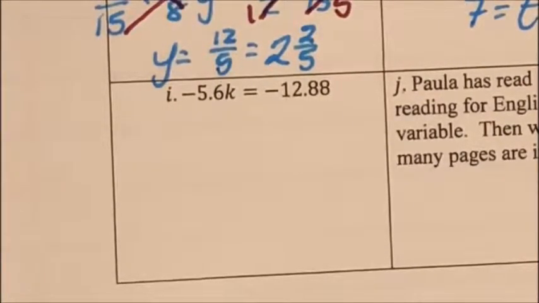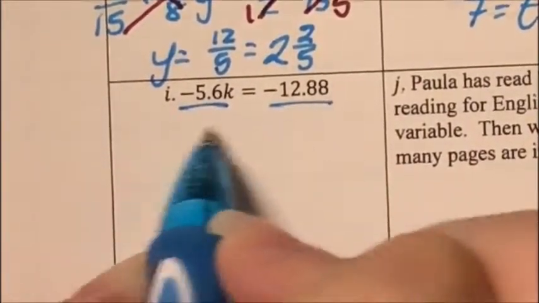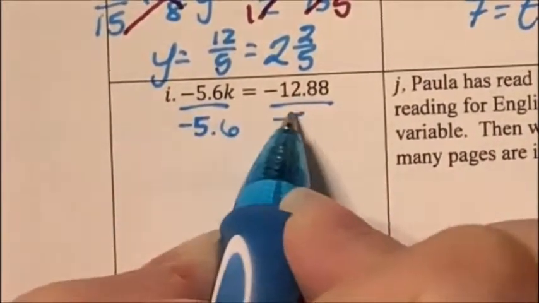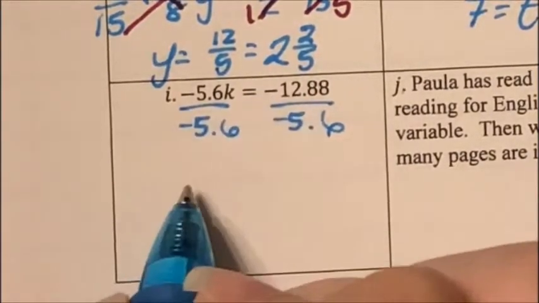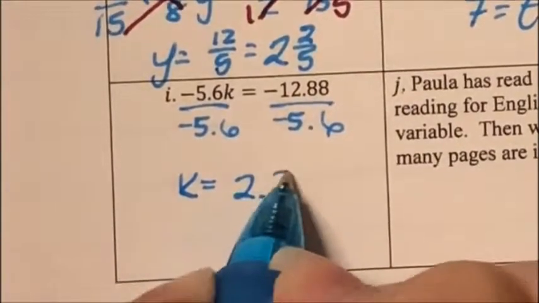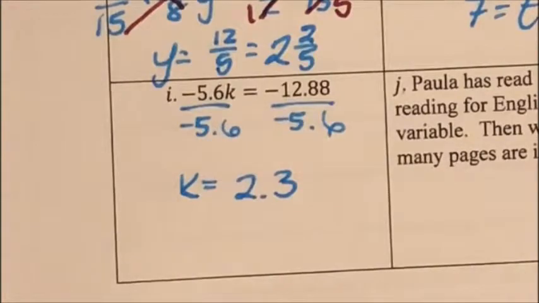The other letter I, apparently I have two letter I's. I have negative 5.6k equals negative 12.88. Negative 5.6 is the coefficient. Divide both of them by negative 5.6. So negative 12.88 divided by negative 5.6 gives me 2.3. So k equals 2.3. Negative divided by negative gives me a positive.